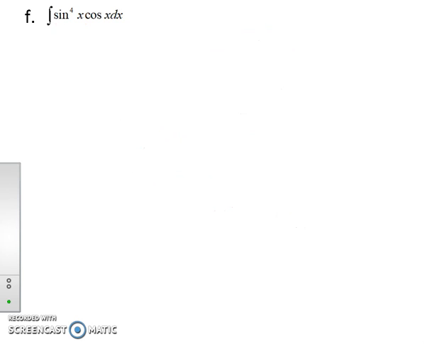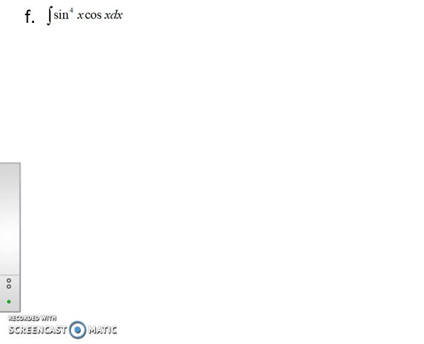All right, so let's look at another one. Here I have two functions again. I have sine to the fourth x times cosine x dx. So again, I have to decide which is my u. Is it sine of x or is it cosine of x? Well, again, you need to choose the more complicated one.